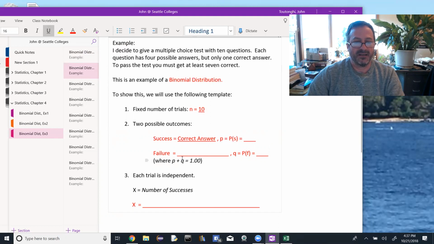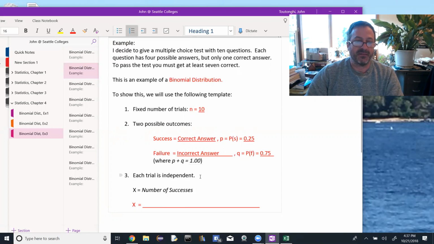Sometimes it's good right here to figure out what the failure is. Failure would be an incorrect answer. Probability of success: sometimes this gets confused, but each question has 4 possible answers. So the chance of guessing correctly is 1 out of 4, or 25%. The chance of guessing incorrectly would be 75%. And again, those have to add up to a total of 1.